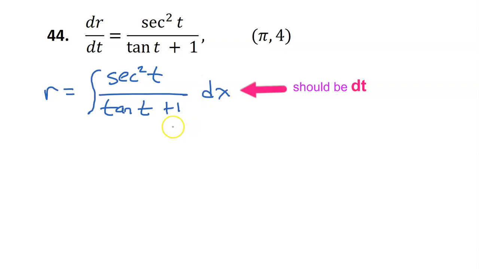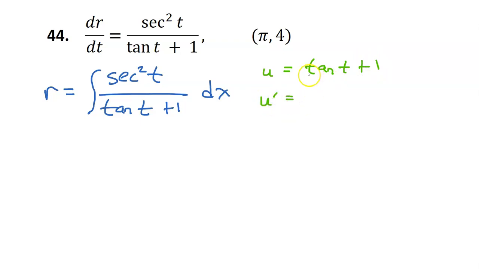Here comes some good old-fashioned U-substitution. Let's let U equal the entire denominator here. So we have U equals tangent t plus 1. We will need U prime. So the derivative of tangent is secant squared. So that's U prime. Let's go ahead and make that substitution.